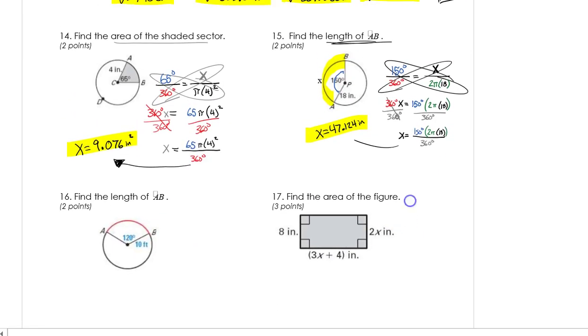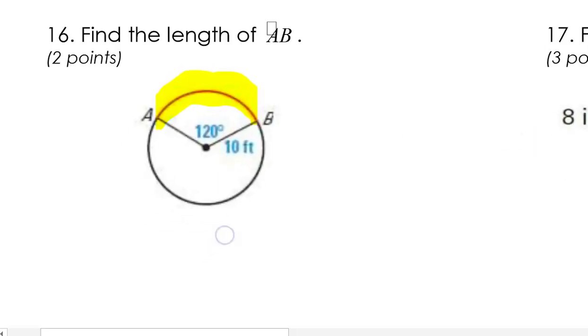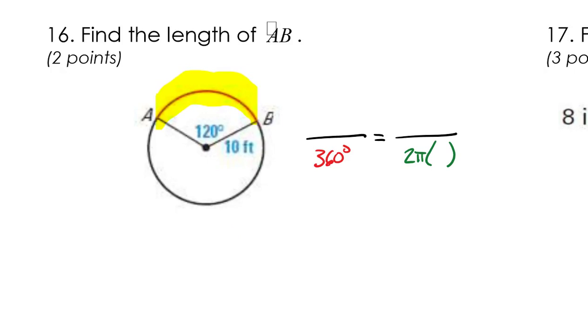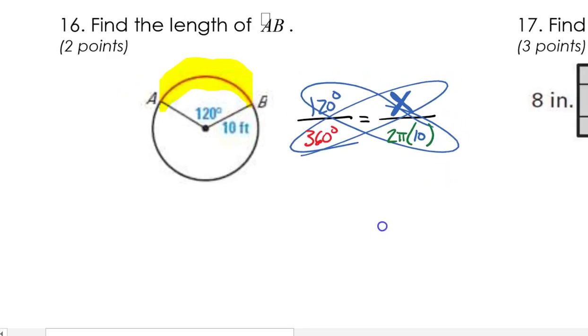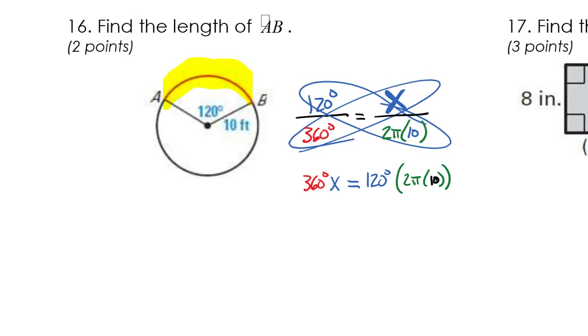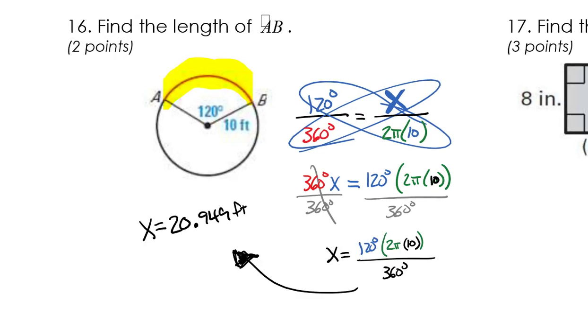Number 16, yet again, another arc length problem. We're finding the length of arc AB. So we'll set up a very similar proportion. In this problem, we are given that the degrees are 120 and our radius is equal to 10. And once again, we're finding our arc length value, so that is going to be our unknown. We will cross multiply and divide by 360, very similar to number 15. Giving us an answer of 20.949 feet for our arc length.